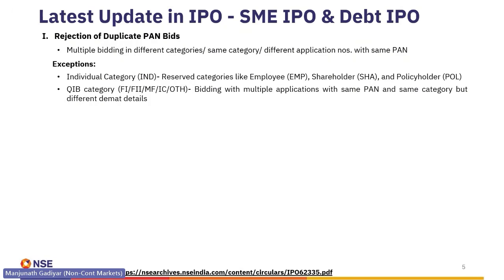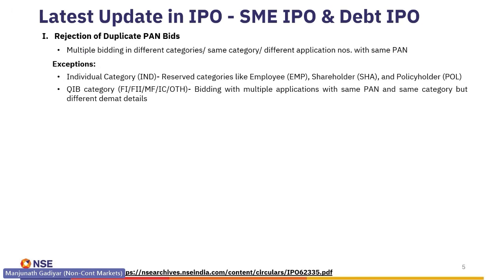Something which you used to know at the time of allocation, those details are now getting flushed out upfront at the time of bidding itself. So there is an exception to that. Of course, if there is an additional reservation category for employee, shareholder, or policy holder, apart from the individual category, you can also put another bid, and in such cases, it won't be considered as multiple bidding. Similarly, for QIB bids, if it is a mutual fund, there are N number of bids, so the PAN number remains the same, but the DMAT keeps on changing. In such cases, again, multiple bidding would be allowed unless and until the combination is different.